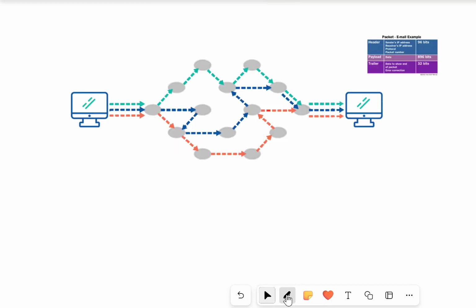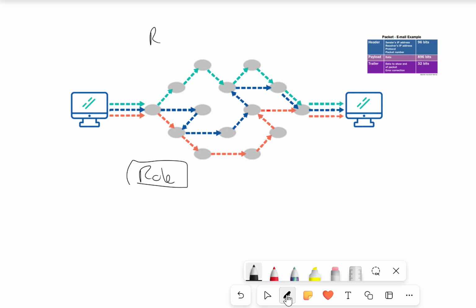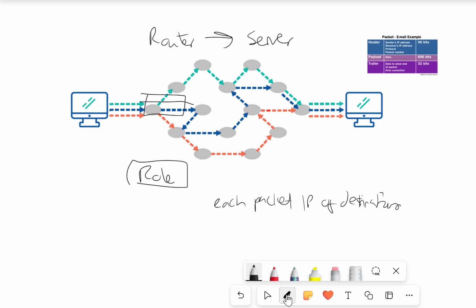So now finally, what's the role of a router in packet switching? Or another way of saying it is how a packet is sent over the internet from a router to a server. Well, we know that each packet has an IP address of the destination. So we've got our packet, in the header, got IP address of destination. D is destination.